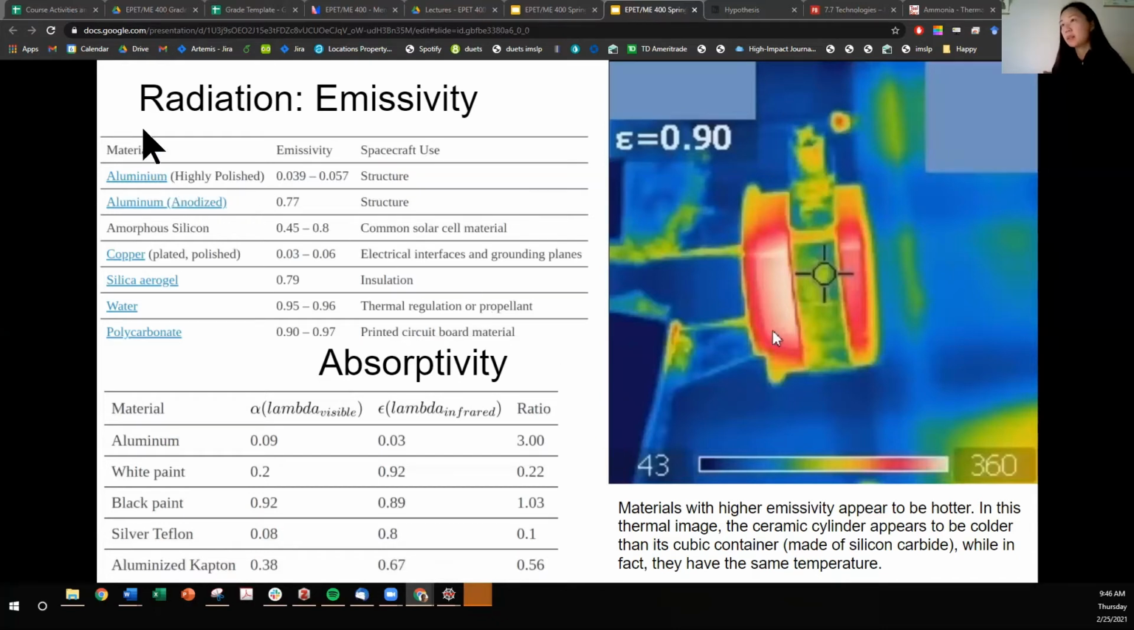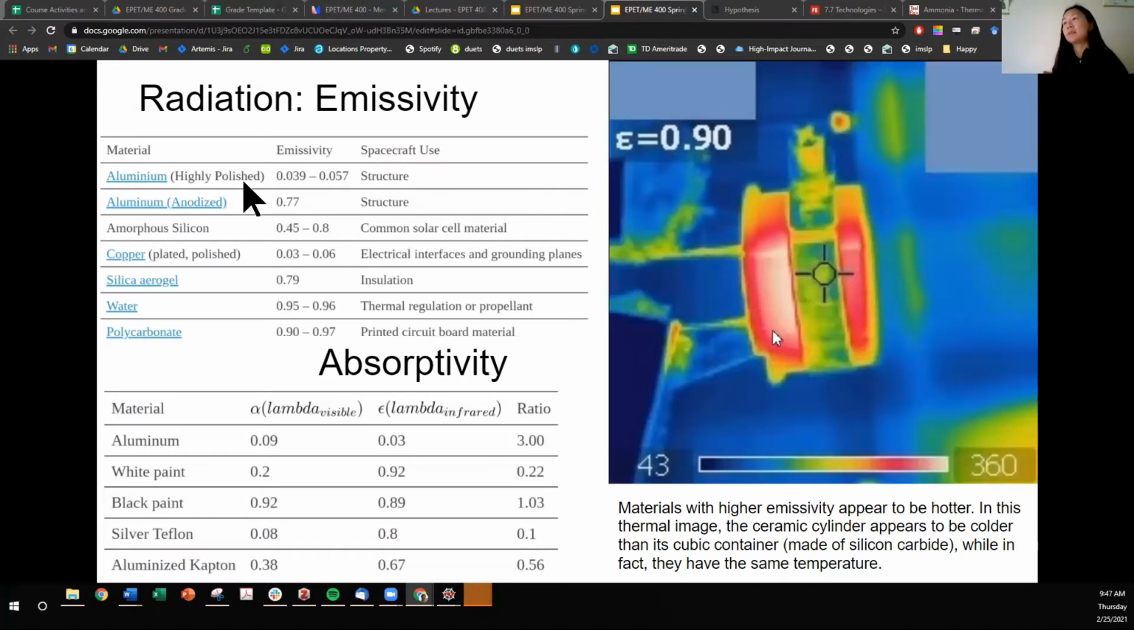So let's look up here at the emissivity of common materials. Quick note, the picture on the right shows that materials with higher emissivity appear to be hotter. In this thermal image, the ceramic cylinder appears to be colder than its cubic container, while in fact they are the same temperature. I believe that this picture is captured by measuring infrared spectra. So that's one way to measure, I guess, emissivity.